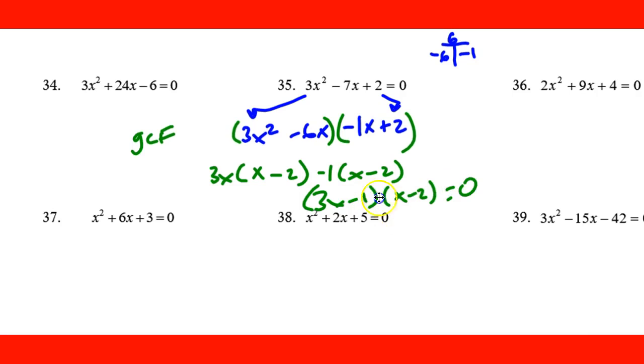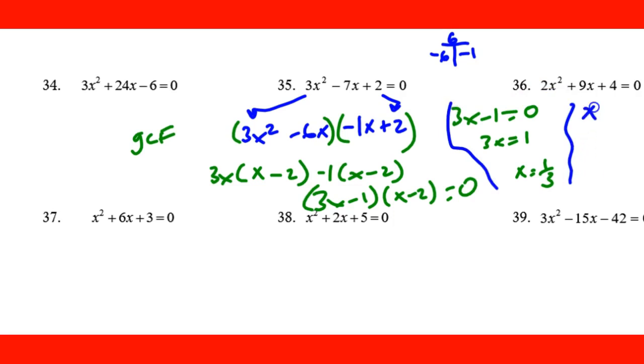Equals 0. Anyway, solve it. So you go 3x minus 1 equals 0. I'm going to add 1, and then divide by 3 on both sides. So x equals 1/3. And then over here, x minus 2 equals 0. And then add 2. There you go right there, okay?